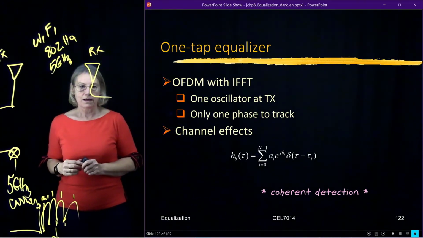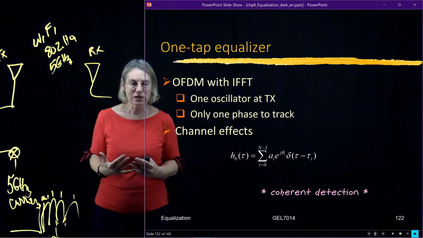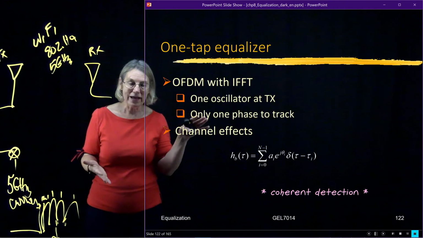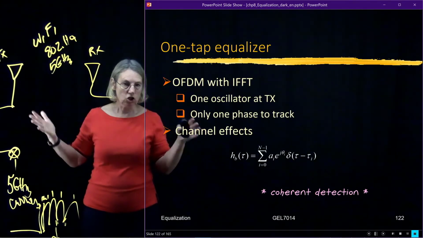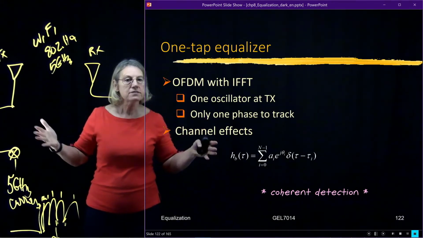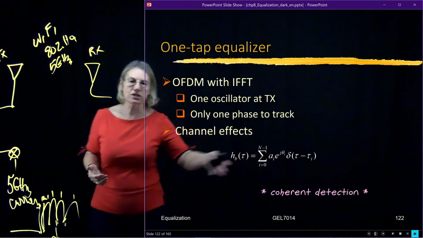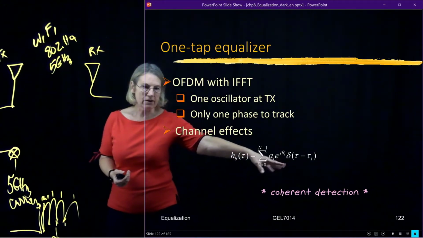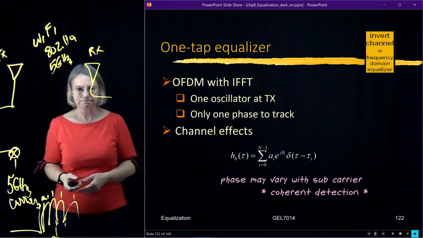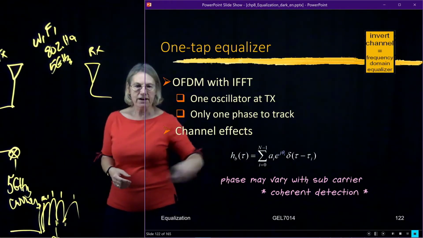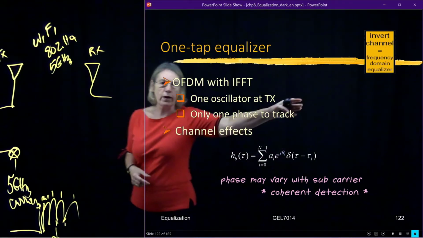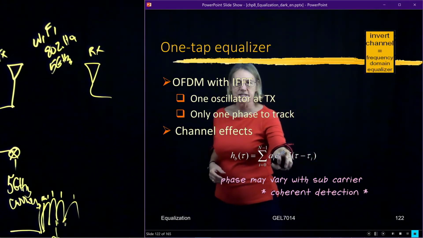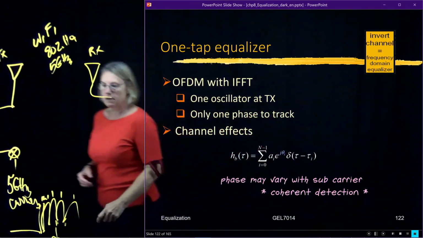So it's, again, not so much to combat ISI, which should not be high because I've already gone to these long symbol periods. But there is some variation in this main phase, which is changing a little bit, maybe from carrier to carrier, because of the channel effects. So the phase may vary with subcarrier, and that is the point of inverting the channel: just to take care of this phase change introduced by the channel.